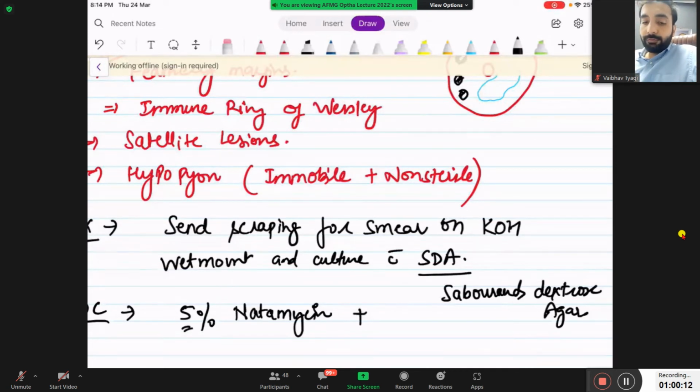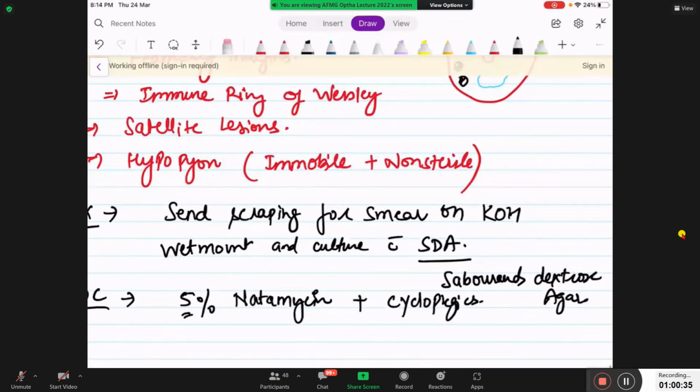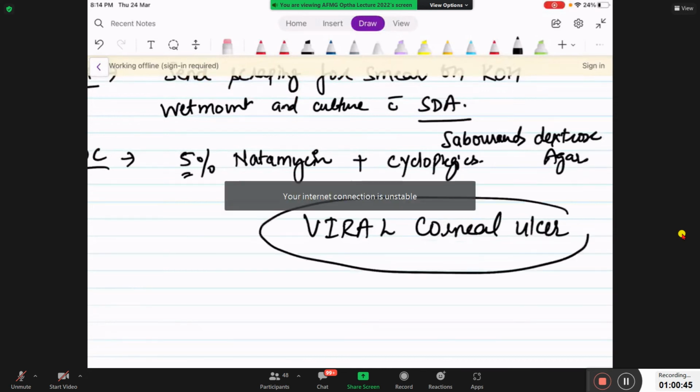So you have to give 5% natamycin along with cycloplegics. Name of cycloplegic is atropine, homatropine. Clear? So this is all about your fungal corneal ulcer. Next type of ulcer we will discuss: viral corneal ulcer.